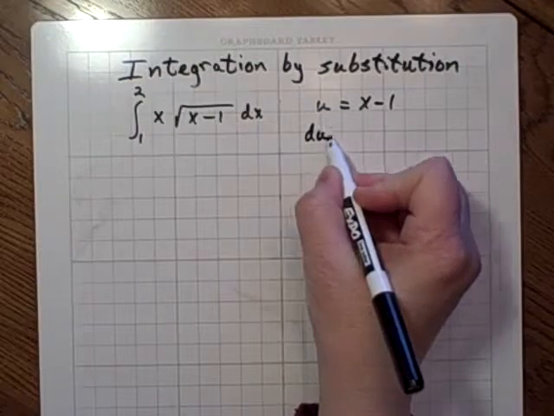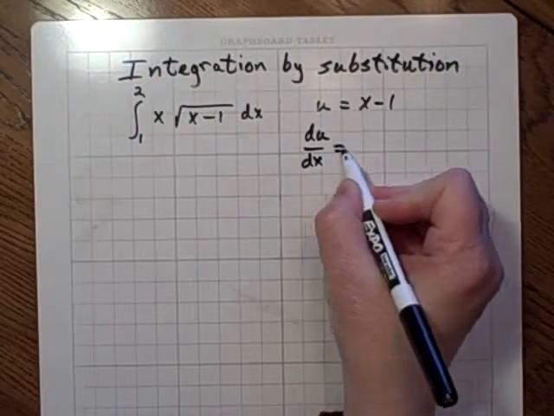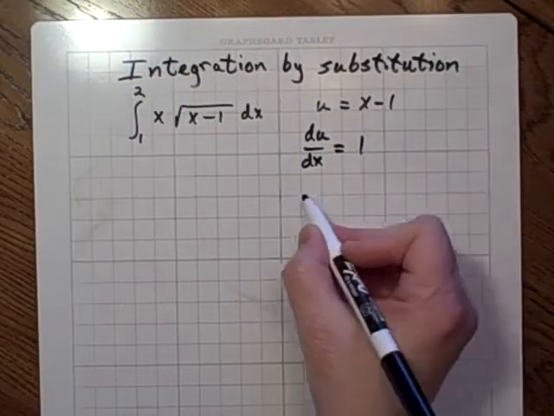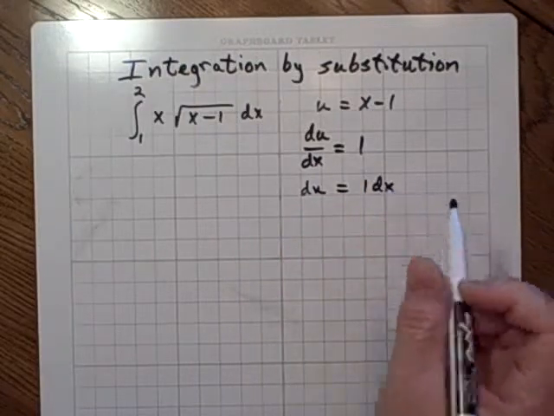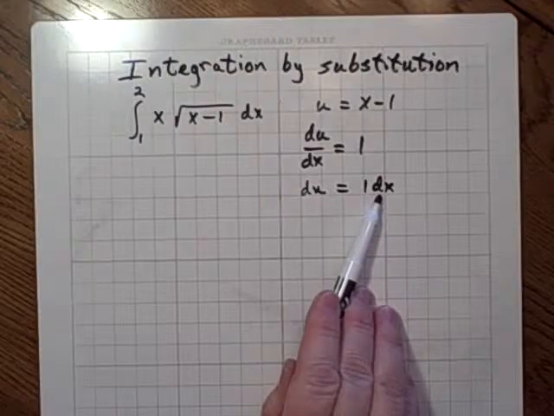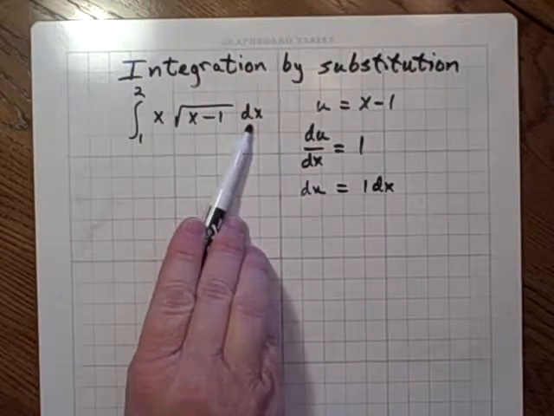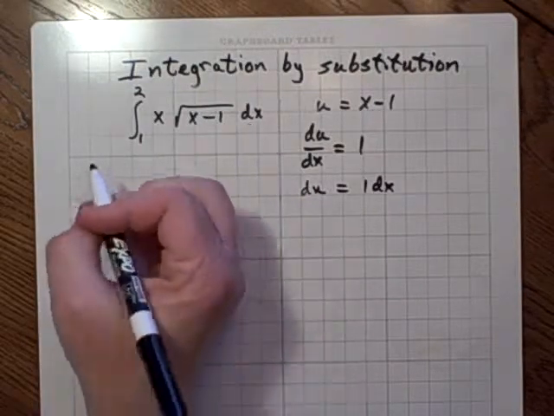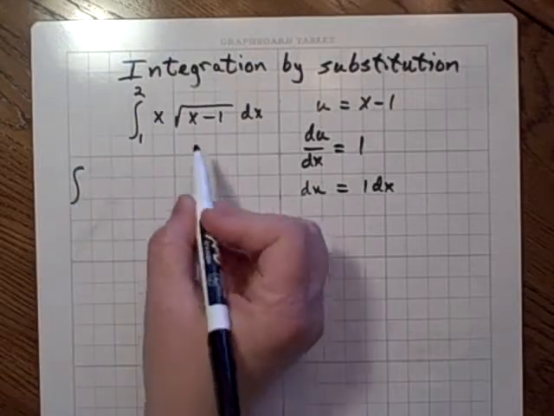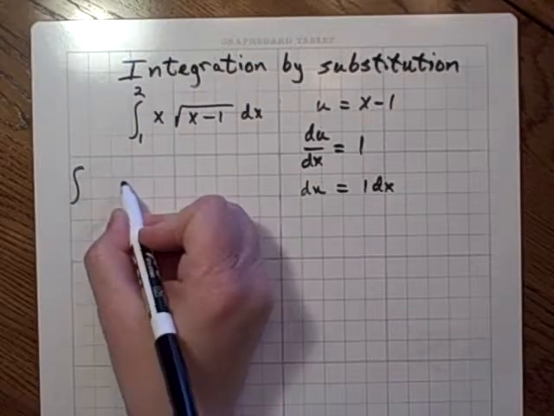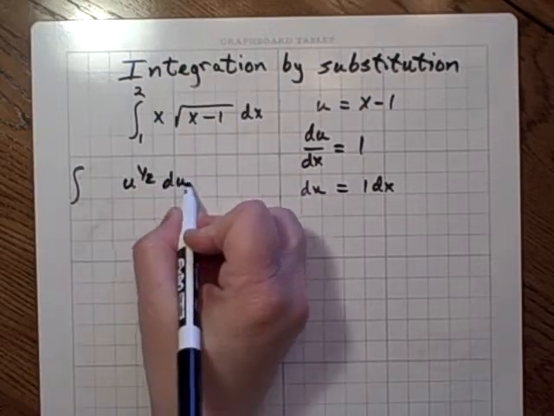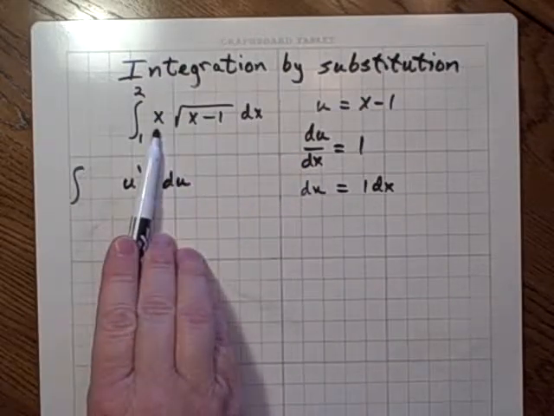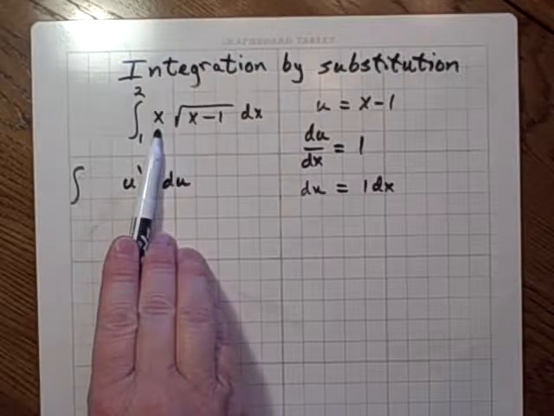Its derivative, du dx, is 1. That means that du is 1 dx. In other words, dx is going to be traded for du. If we go to set up the substitution, this would become u to the 1/2. The dx becomes du. But we still have an x, and we need a substitution for it.